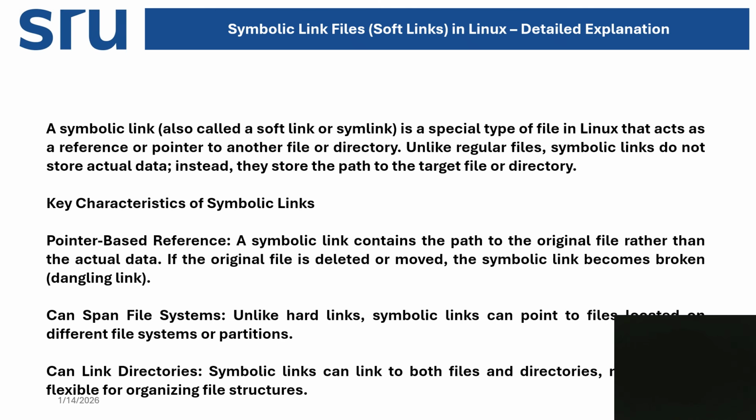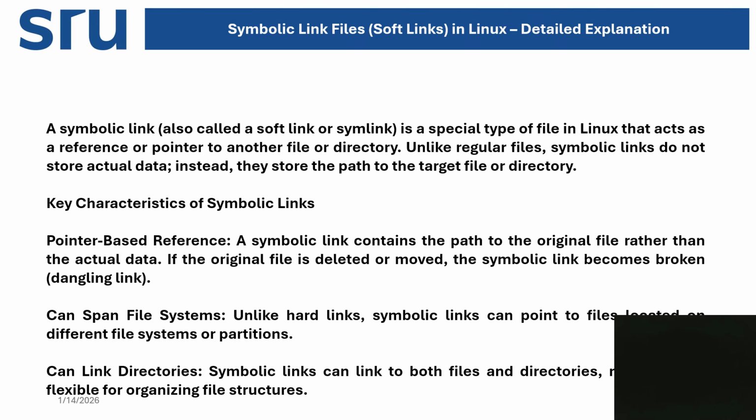If the original file is deleted or moved, the symbolic link becomes broken. That broken link is called a dangling link, or dangling pointer. That is the main limitation of symbolic links. Actually, it simply depends on another file, it is not independent. So when the original data is moved or removed, automatically this pointer or reference will become null. That is called a dangling link.